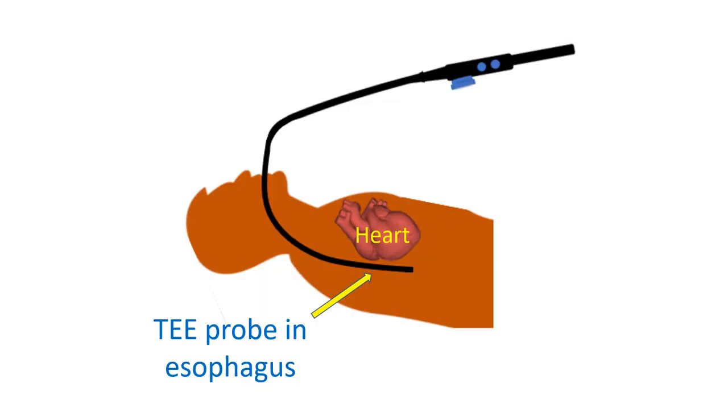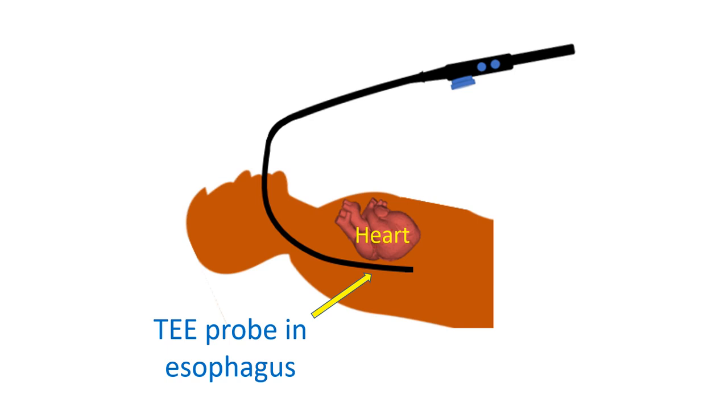In TEE, as the probe is in the esophagus, there is no interference by the overlapping of lungs. The esophagus is just behind the heart, so the distance which the ultrasound beam has to travel to reach the heart is also small. For both these reasons, the images obtained by TEE have much superior quality compared to external imaging.